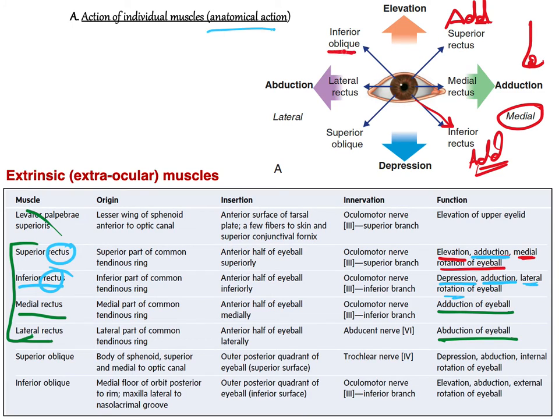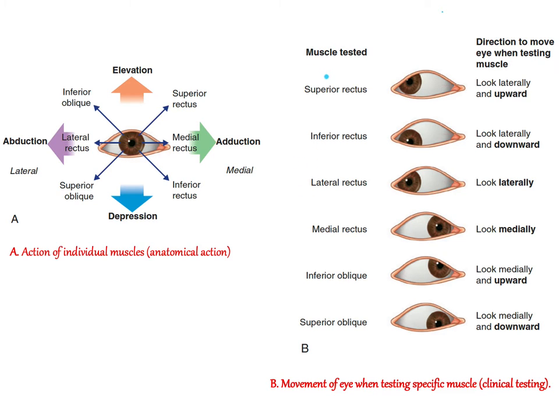While the oblique muscles, which I really don't like, work first of all against their names and they abduct the eyes. For example, inferior oblique elevates the eye and abducts it. Superior oblique depresses the eye and abducts it away from the midline. This is how to test the muscles. Take care, it's not completely similar to their action.